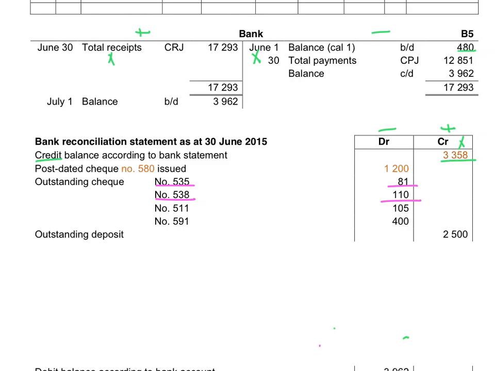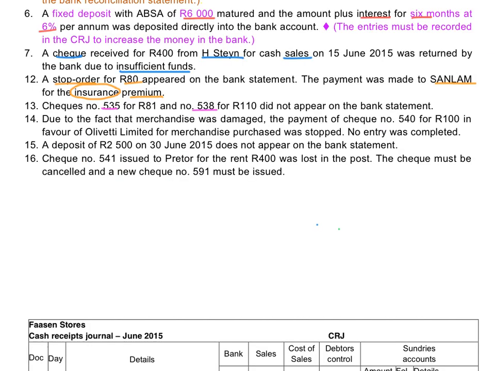And when the bank pays out the money in the future, they will show it on the debit side of the bank statement because they decrease our account on the debit side, and therefore we record it on the debit side.